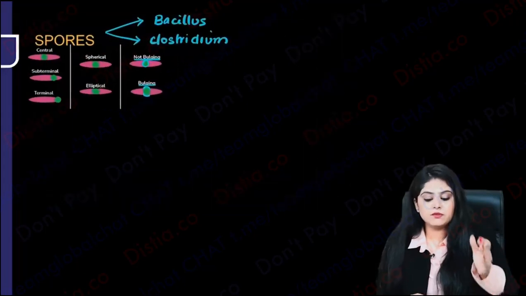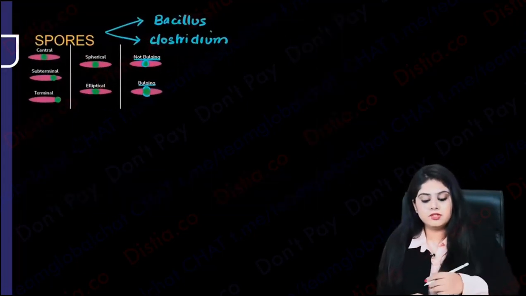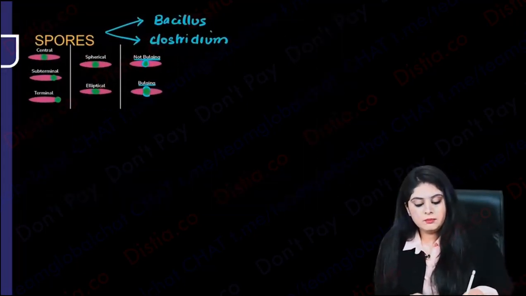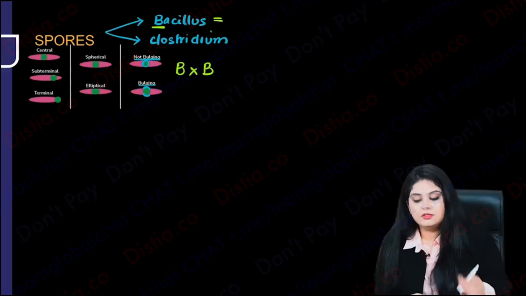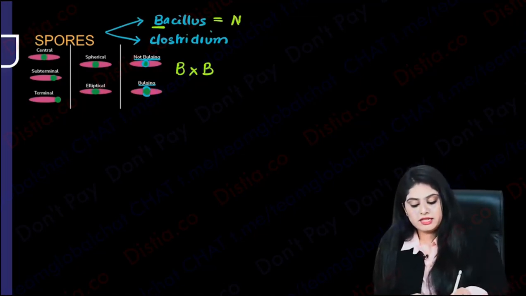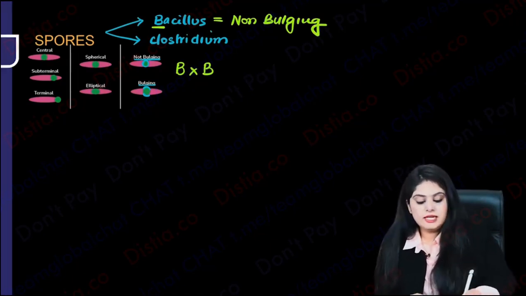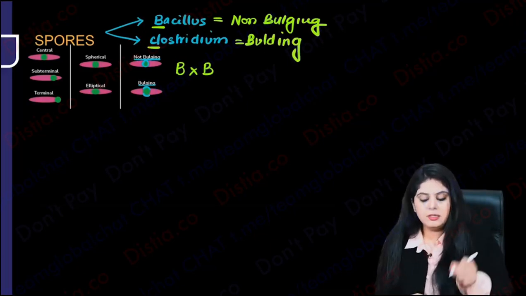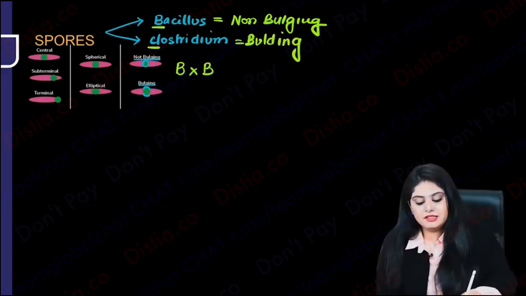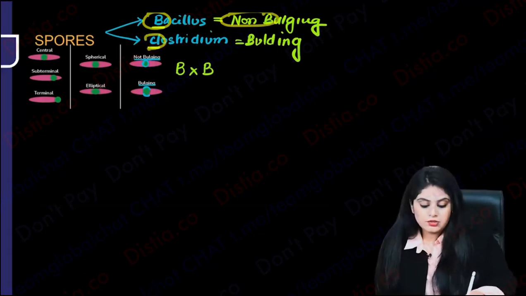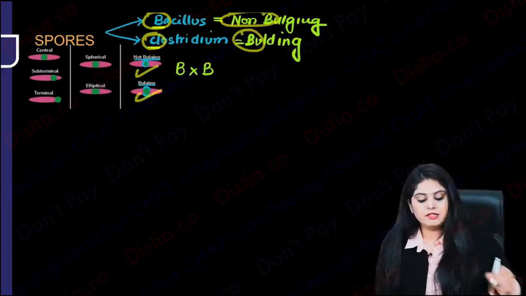So you will ask me, out of Clostridium and Bacillus, which is bulging, which is non-bulging? Please note, B is not for B. Bacillus, you can't put bulging over here. You will put the other one. This is non-bulging. And Clostridium, here you can put the B. So this is going to be bulging. So B is not for B. Bacillus is not going to be bulging. Clostridium is going to be bulging. So one end of it is done.